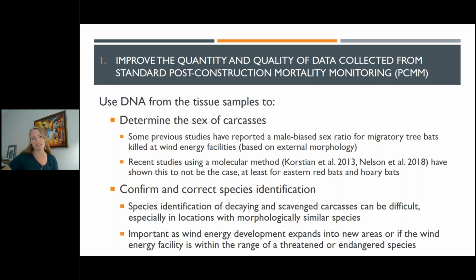With respect to sex of carcasses, some previous studies reported a male-biased sex ratio in migratory tree bats killed at wind energy facilities, and this was based on examining the carcasses' external morphology. Well, recent studies in our lab and in Dave Nelson's lab have shown this isn't the case, at least for eastern red bats and hoary bats, where we see either a 50-50 sex ratio of males and females, or even a female bias in hoary bats. So it's really important, if we want to understand the impacts of fatality on bats, that we know which males or females are being killed and in what relative proportion.